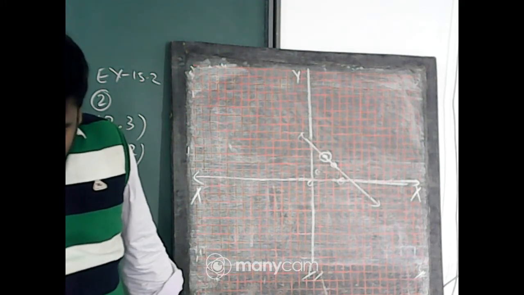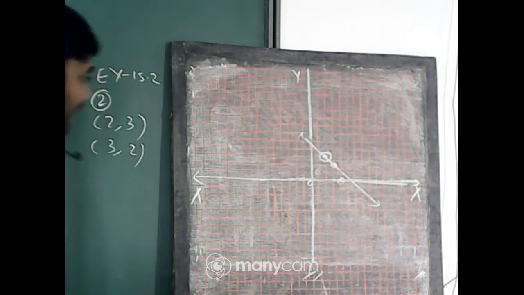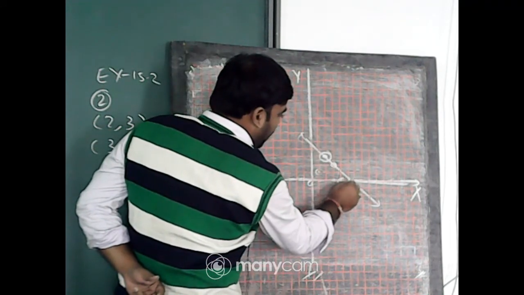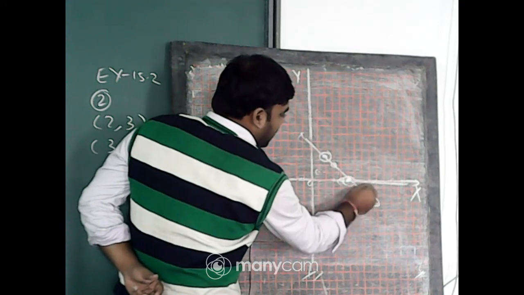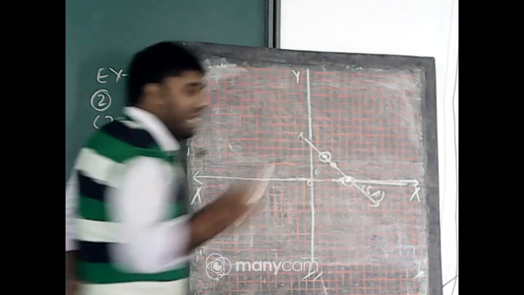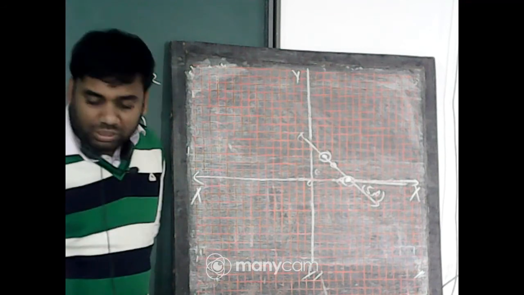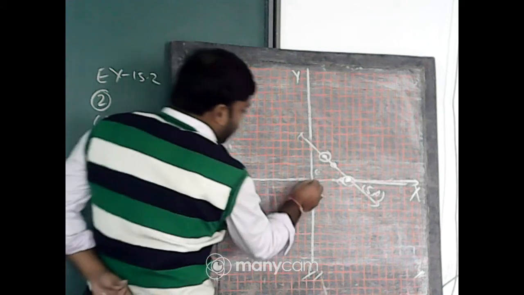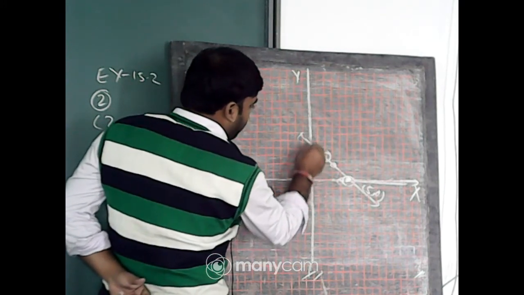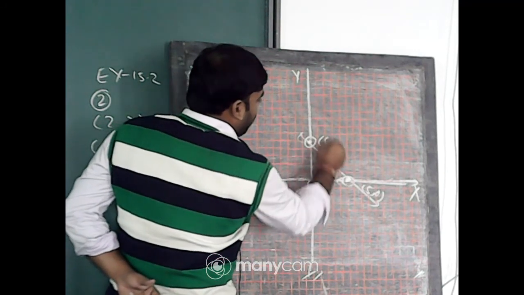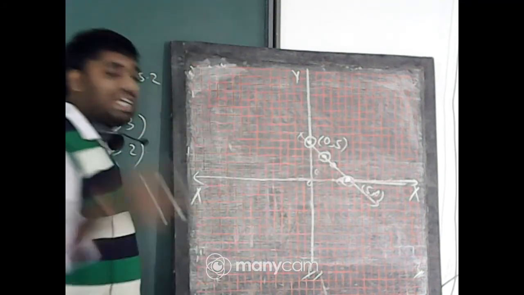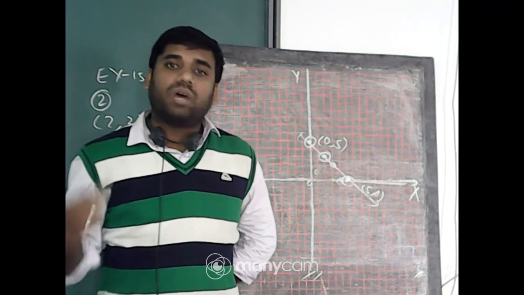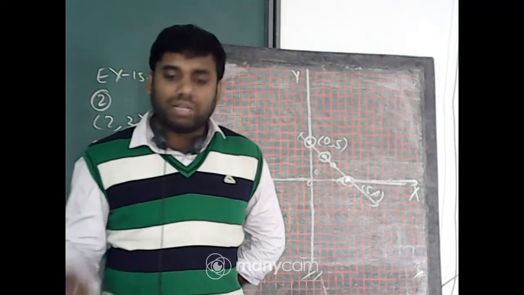So where it cuts the x-axis, students, just look at the board. 1, 2, 3, 4, 5. So that point is 5, 0. So that line cuts the x-axis at 5, 0 and the y-axis, students, 0, 1, 2, 3, 4, 5. That point is 0, 5. So that line cuts the x-axis at 5, 0 and the y-axis at 0, 5. Got it everyone? Any problem?